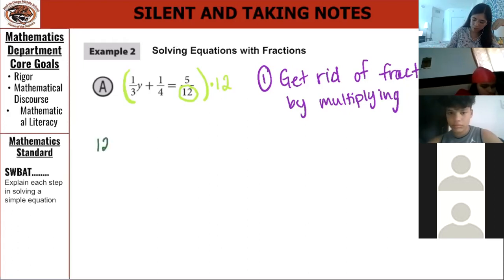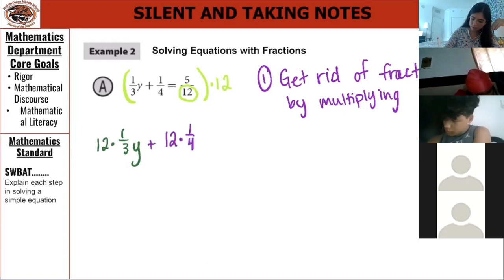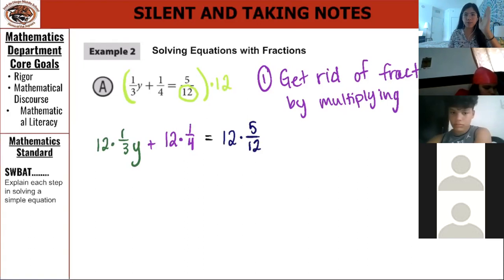So we're doing 12 times 1/3 y plus 12 times 1/4 equals 12 times 5/12. So I'm multiplying 12 to every single part of this whole equation. So starting with my first one all the way on the left, in green, I'm going to do 12 times 1/3. Does anybody want to explain if you know how to do this and can explain it? Would anyone like to do that?